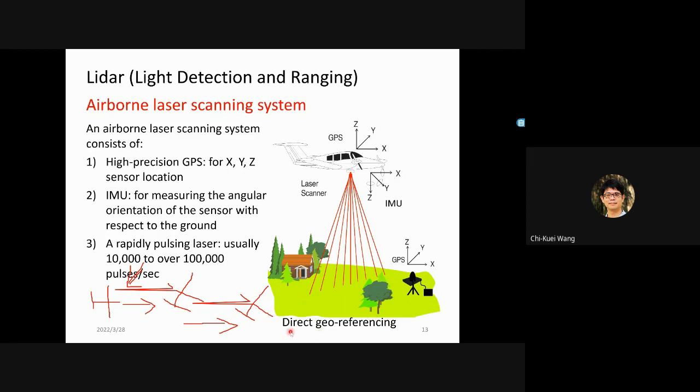And here I have a term called direct georeferencing. That means the way we obtain the 3D measurement of the points is by knowing the reading of the GPS, and by knowing the orientation of my airplane, and by knowing where the laser fires out, and also the range it transmits. So this is all direct. So this is direct georeferencing.